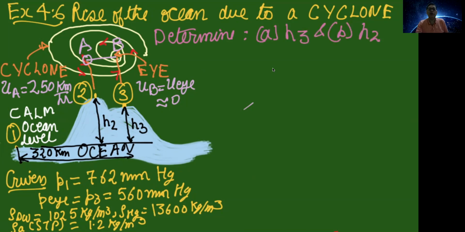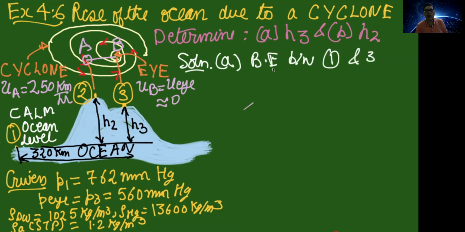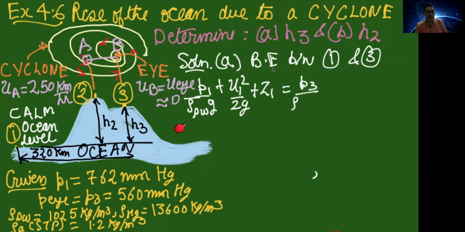In this problem, we have to determine the height of this liquid water column: H1, H2 and H3. First, we will determine H3. For that, we'll apply Bernoulli's equation between 1 and 3 as shown here. We are considering the density of seawater in the Bernoulli's equation.